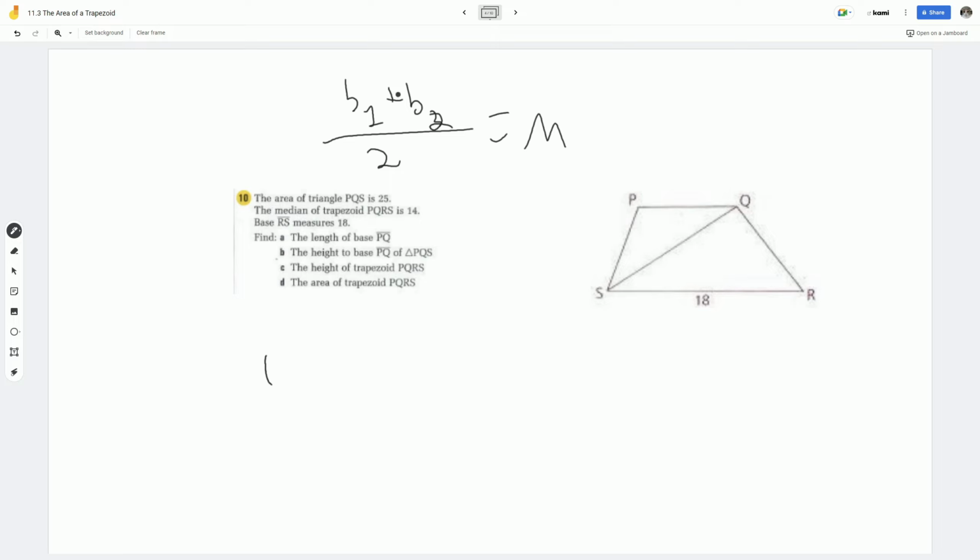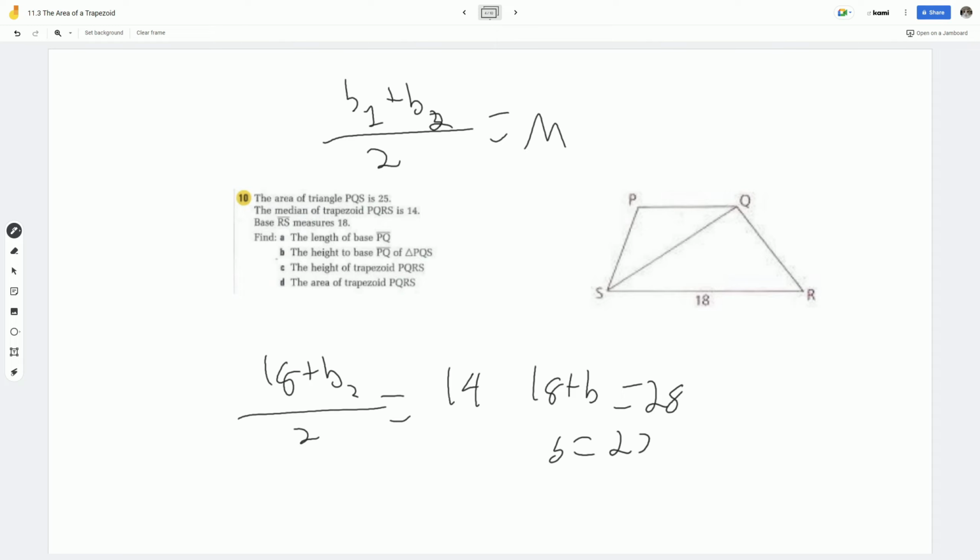So if one base is 18, we can do something like this. Over 2 is equal to the median, which is 14. And we can solve for this. I'm just going to switch the variable to b. 18 plus b is equal to 14 times 2, which is 28. b is equal to 20.